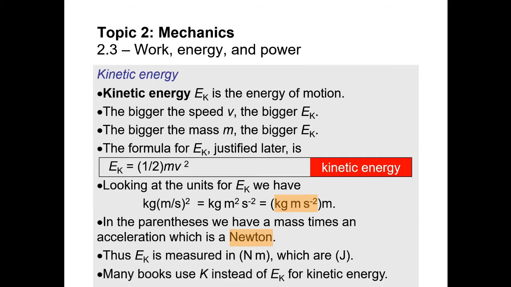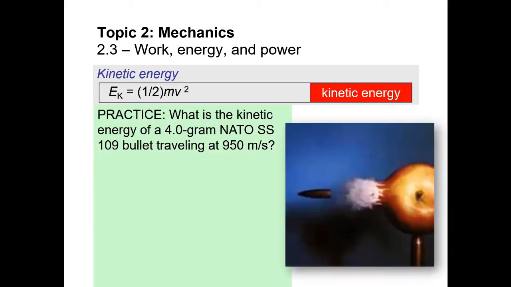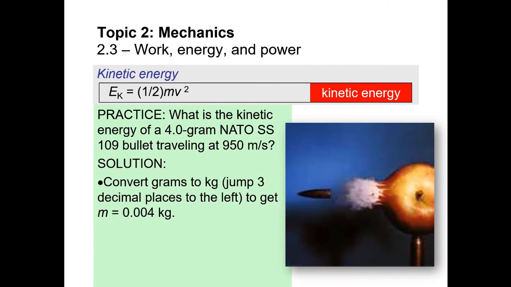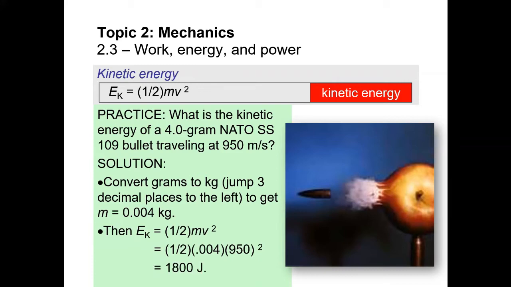What is the kinetic energy of a 4-gram NATO SS-109 bullet traveling at 950 meter per second? Solution: convert grams to kilogram, jump 3 decimal places to the left, we get m equals 0.004 kilogram. So we need to use SI units to get a joule. Kinetic energy equals 1/2 mass times velocity squared, and the mass is 0.004 and the velocity is 950. We square, and we get 1800 joule.